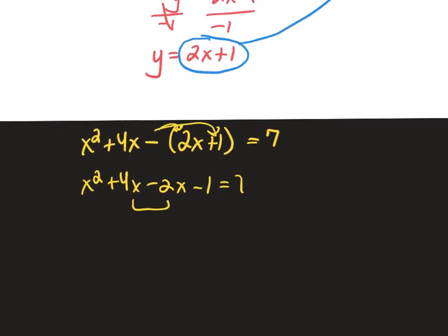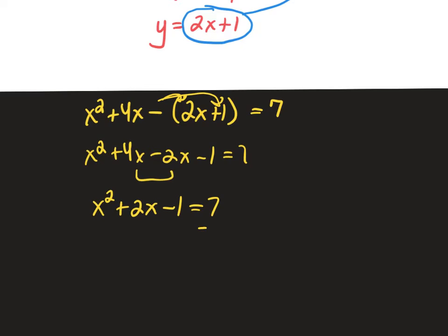I can combine 4x and 2x, right? So I have x squared, 4x minus 2x is plus 2x, minus 1 equals 7. I have a quadratic, so I need to get everything to one side. What do I do? Minus 7 from both sides. So I'm left with x squared plus 2x minus 8 equals 0.